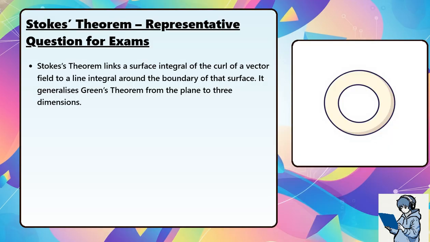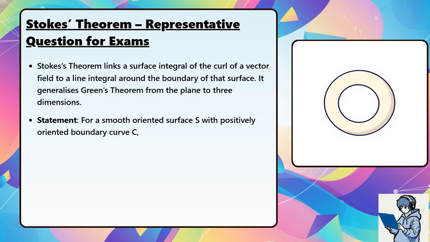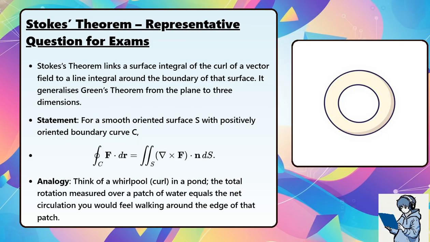Stokes's theorem links a surface integral of the curl of a vector field to a line integral around the boundary of that surface. It generalizes Green's theorem from the plane to 3 dimensions. Statement: for a smooth oriented surface S with positively oriented boundary curve C, the line integral around C of F dot dr equals the double integral over S of nabla cross F dot n dS. Analogy: think of a whirlpool, curl, in a pond.